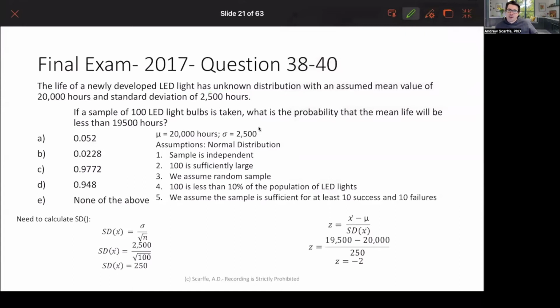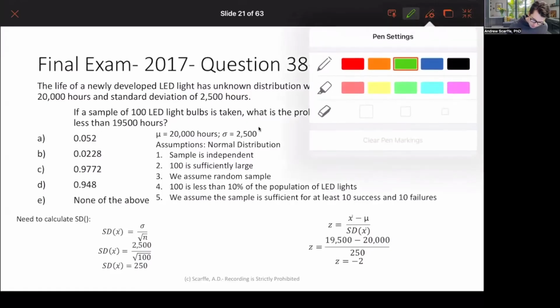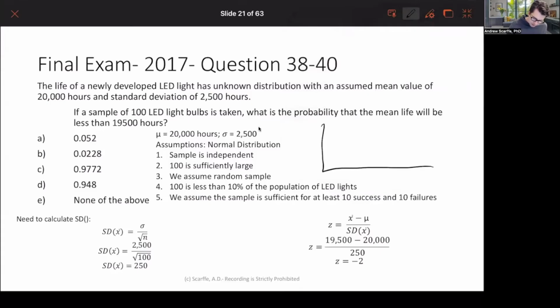So you might be able to use a different distribution, but we won't get into that. So let's go ahead and we'll just calculate this. What is the probability that the mean life is less than 19,500 hours? We can visualize this in our normal curve. I find it always helpful to draw out our normal curve.